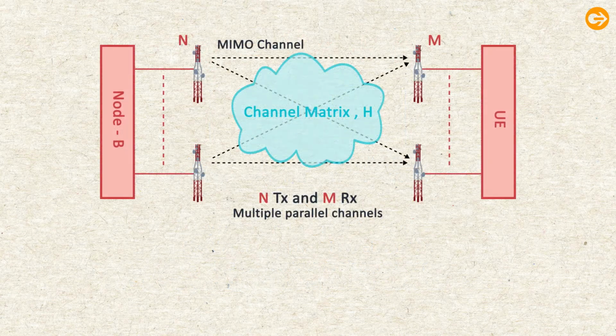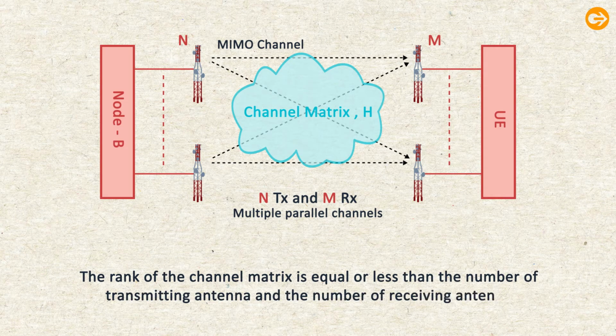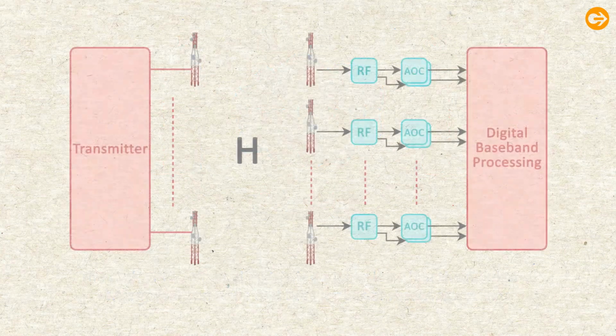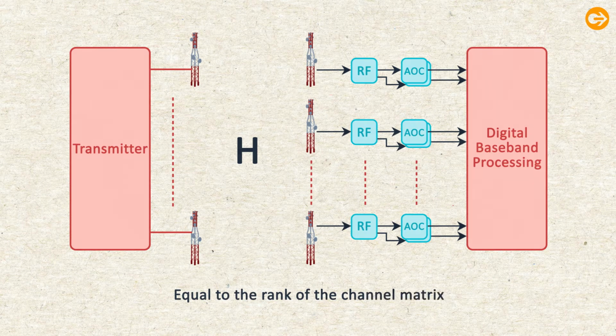Generally, the rank of the MIMO channel can be determined by the algebraic order of the Tx into Rx channel matrix. The rank of the channel matrix is equal to or less than the number of transmitting antennas and the number of receiving antennas. Thus, the number of independent signals that can be transmitted through a MIMO system is equal to the rank of the channel matrix.